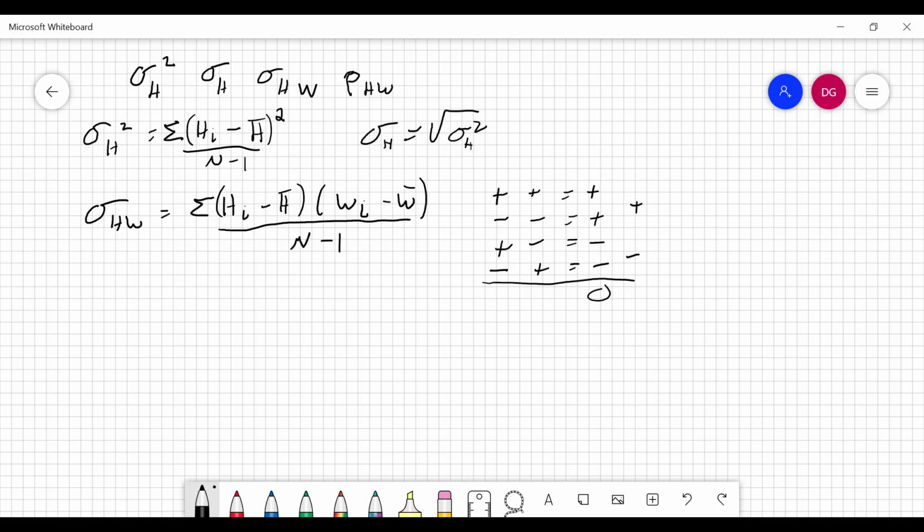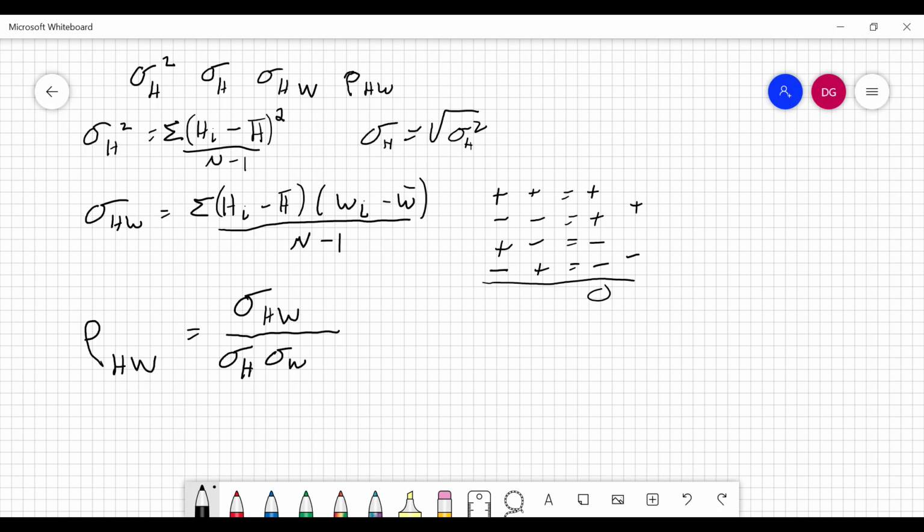And so what I want to do next is define the correlation coefficient of height and weight. I'm going to define that as the covariance of height and weight, divided by the standard deviation of the height and the standard deviation of the weight. So here I have the covariance divided by the product of the standard deviations.